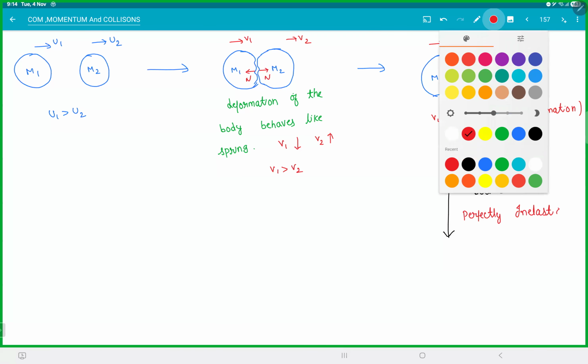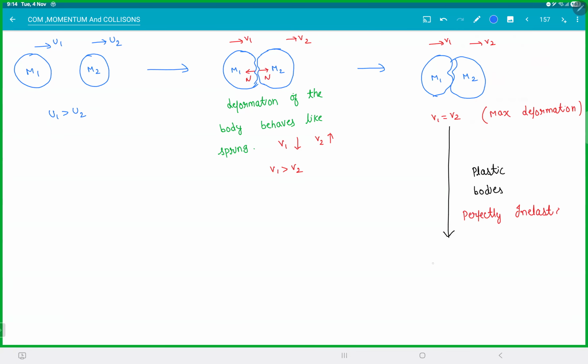So the bodies will be permanently stuck, something like this, so that there's a deformation. And both of them will move with a common velocity. This is one possibility. Okay, this can happen, right? And in this you'll have maximum loss of energy. So in a perfectly inelastic collision, you get maximum loss of energy. This is what I was saying. Whenever bodies get stuck, you lose a lot of energy.